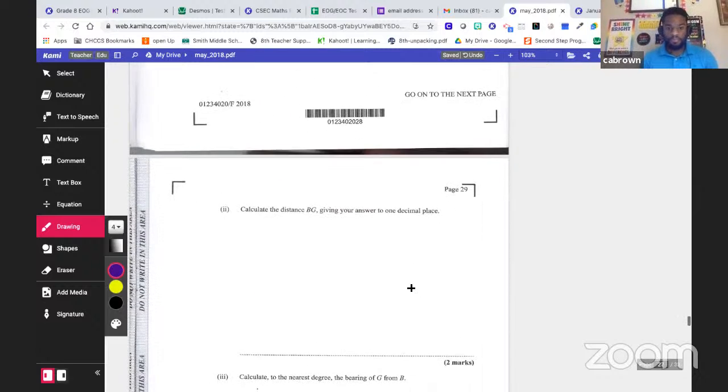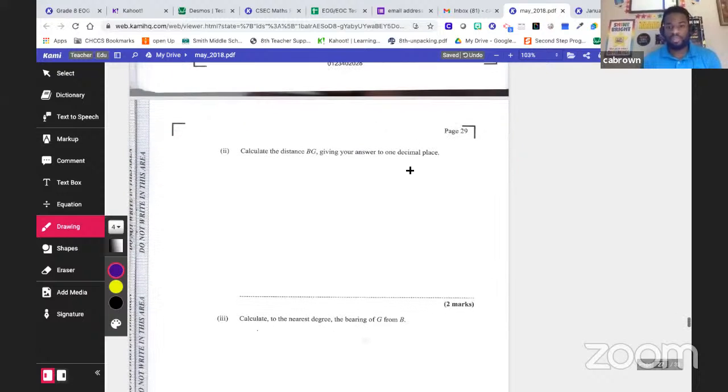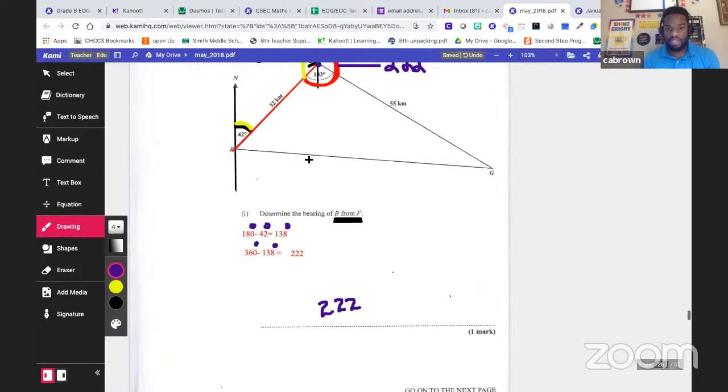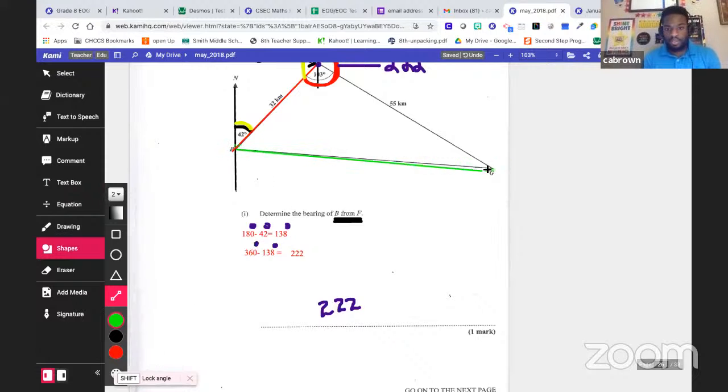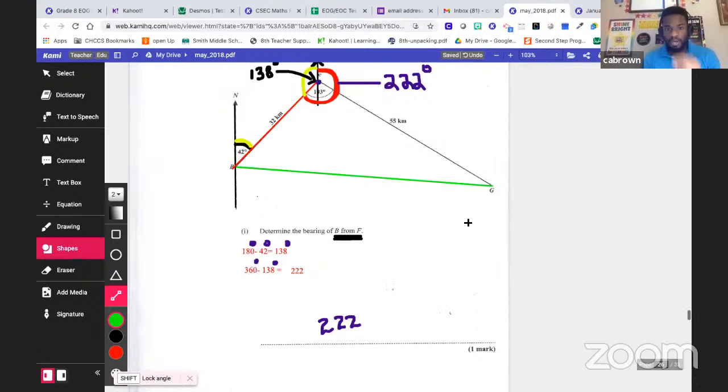All right. The second part says, calculate the distance BG given your answer to 1 decimal place. Calculate the distance of BG. Where is BG? BG is right here at the bottom. So let me go ahead and put this in green so you can see it. This is BG.